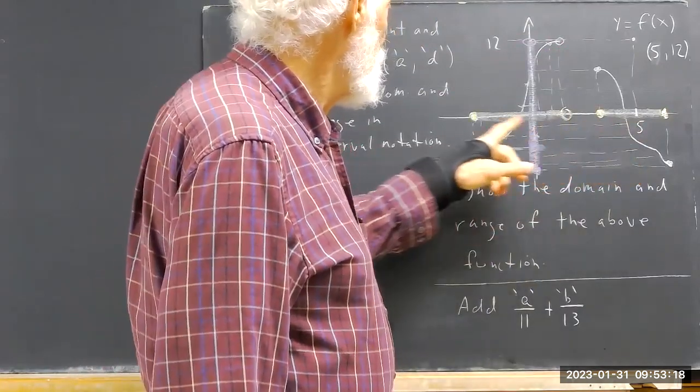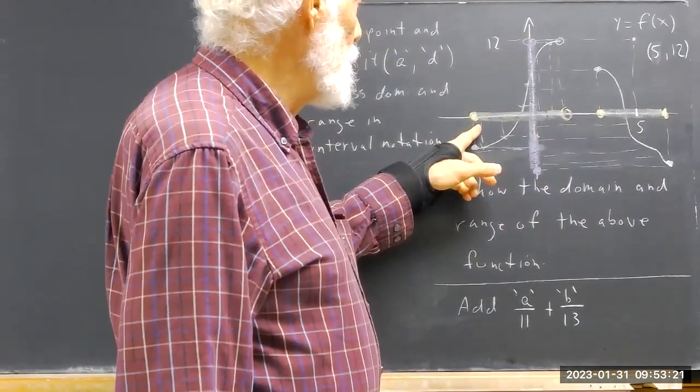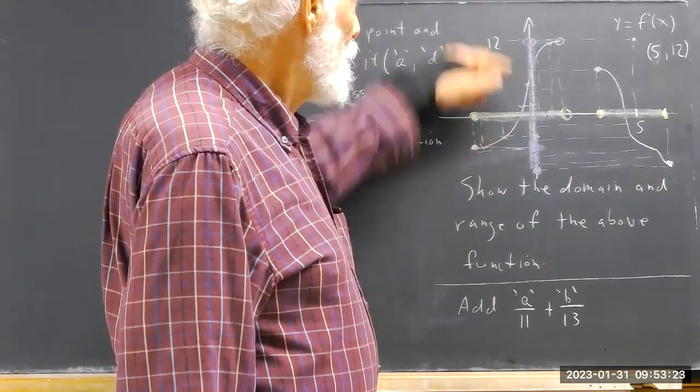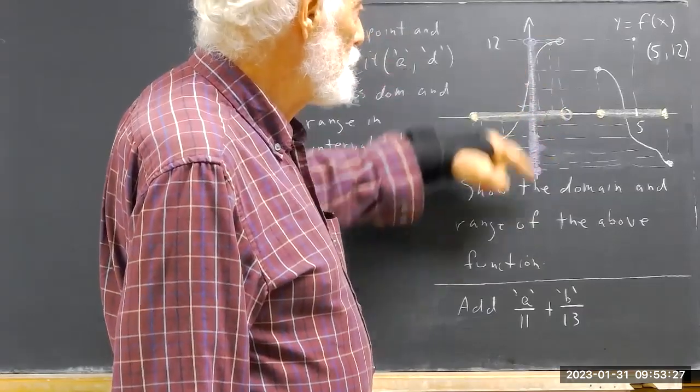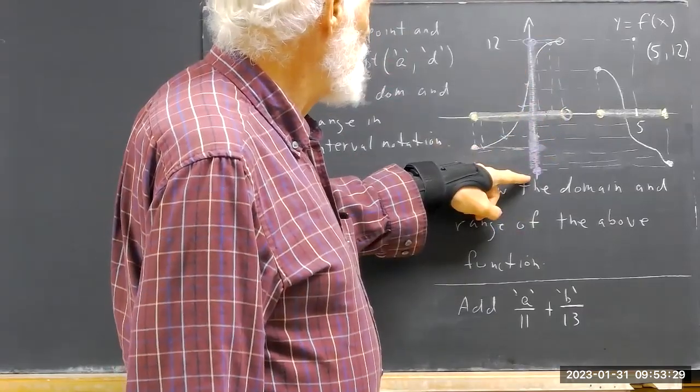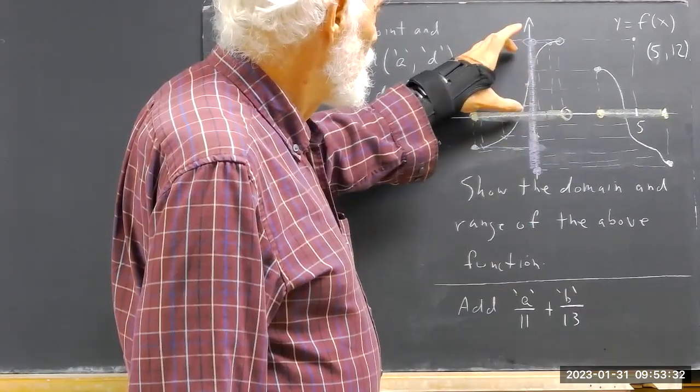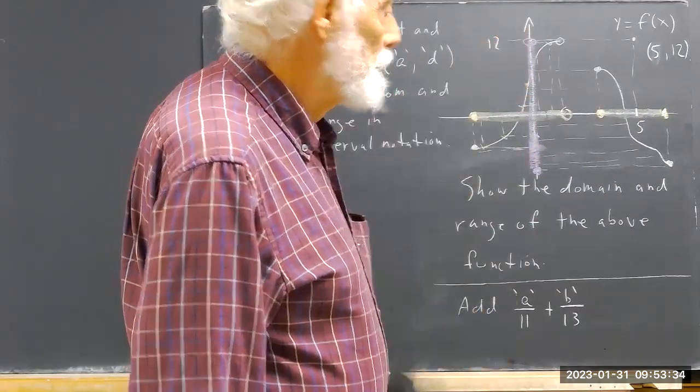And if this is 5, then -5 is probably about here. That'd be about -4. And if this is 12, yeah, I could say that's about 12. This is about 7. This is about negative. Okay.